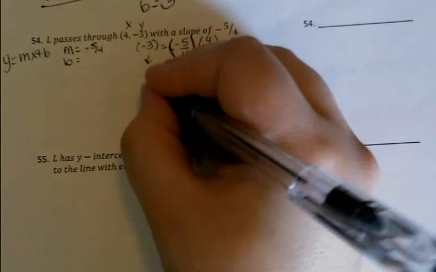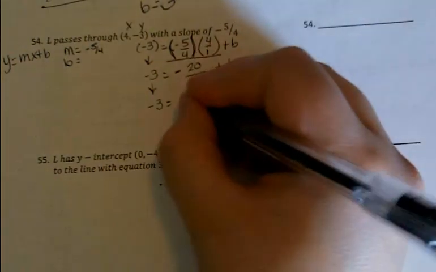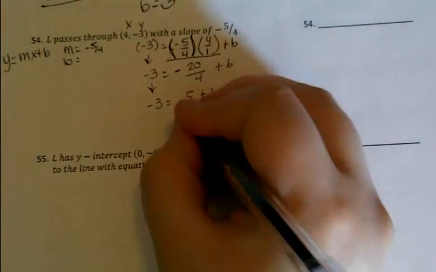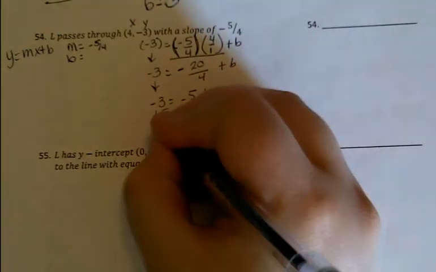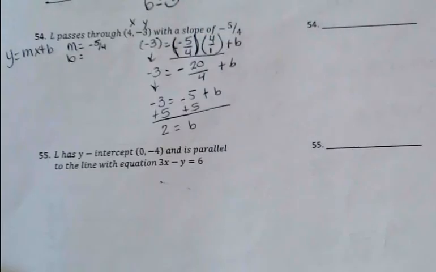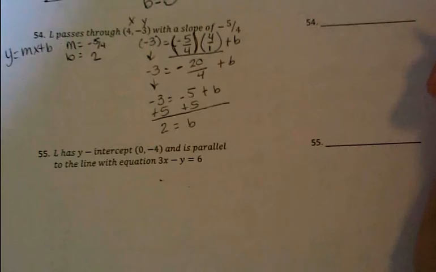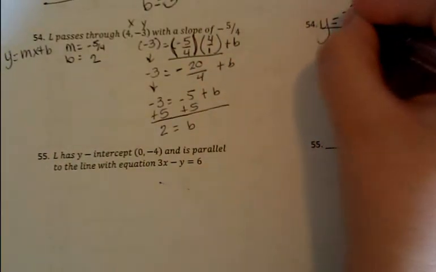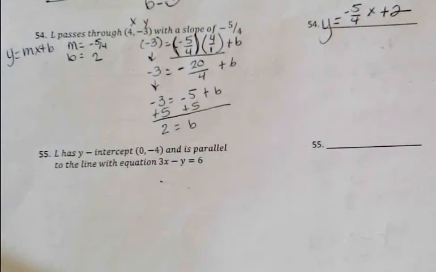I know that -20 divided by 4 is -5. And then to finish this up, I'm going to add 5 to both sides to get 2 equals b. So, I got a 2 here. So that means my equation is y equals -5/4x plus 2.